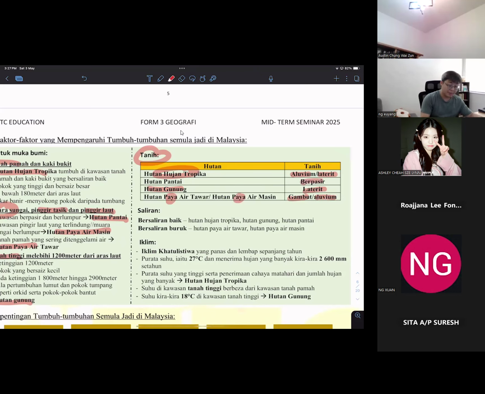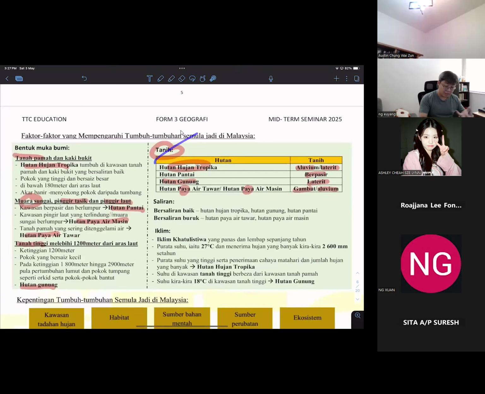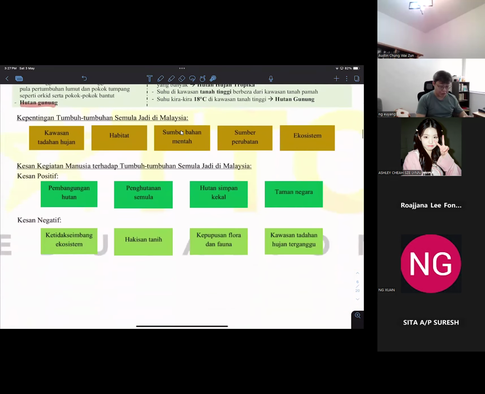So hutan pantai is just berpasir. So this is your tanah. Easy to settle, right? So saliran finish, right? So this is your iklim khatulistiwa since Form 2. Not going to cover. Yeah, so guys, before we end the class, no questions able to discuss.